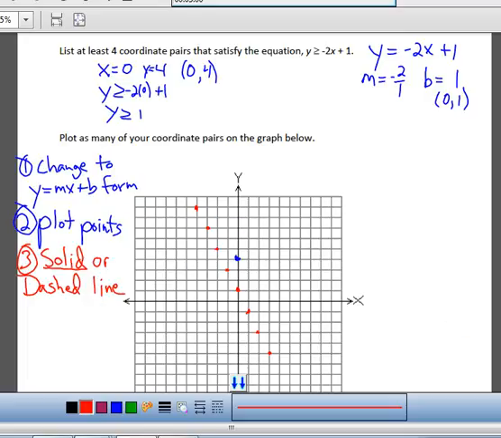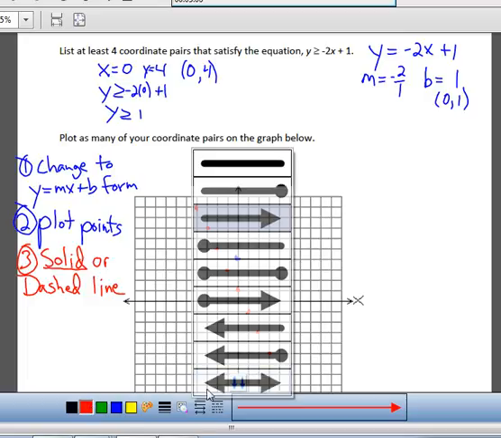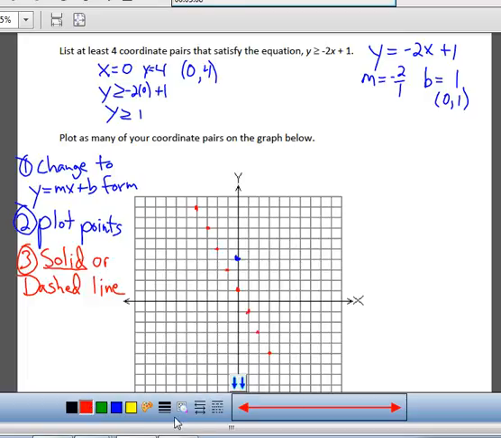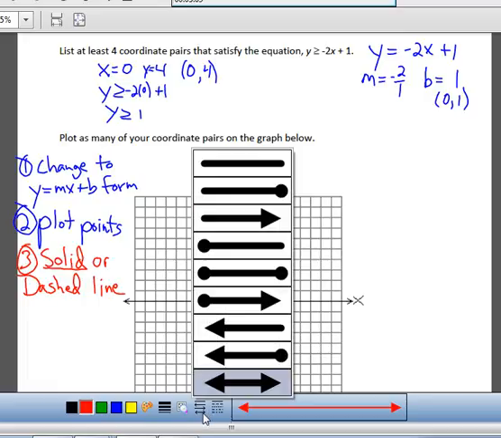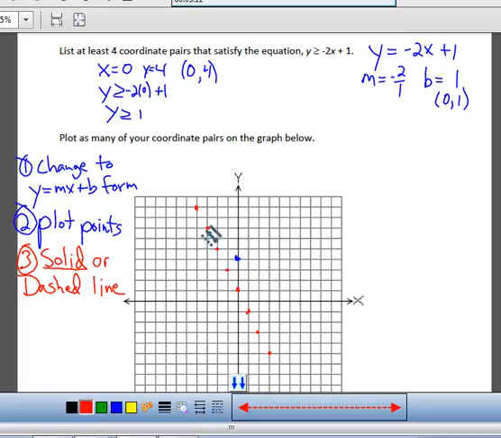So, let me show you the difference. If I wanted to, using my line tool, plot these with a dashed line, it would look like this. But because it is equal to, I'm actually going to use a nice solid line, and it goes like that. Alright, so that's step 3.